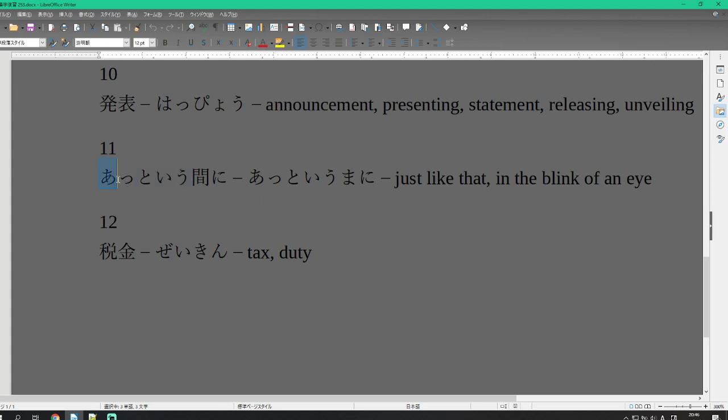I think the a is like a glottal sound that's indicating that it happened suddenly. Atoyumani. I think that's how it is. Atoyumani. Like it happened suddenly, just like that. Just like saying a, it's kind of surprising. Toyu ma space ni. Just like that, in the blink of an eye. Atoyumani.